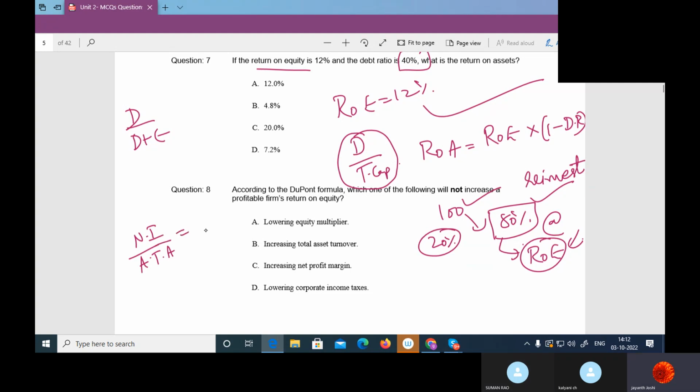What is the formula for return on equity? Net income by equity, correct? Equity into 1 minus debt ratio. 1 minus debt ratio is nothing but equity by capital, or capital employed, or total assets. Correct or wrong? We can write this like this. So equity will be cancelled, and capital employed is almost equal to total assets only.